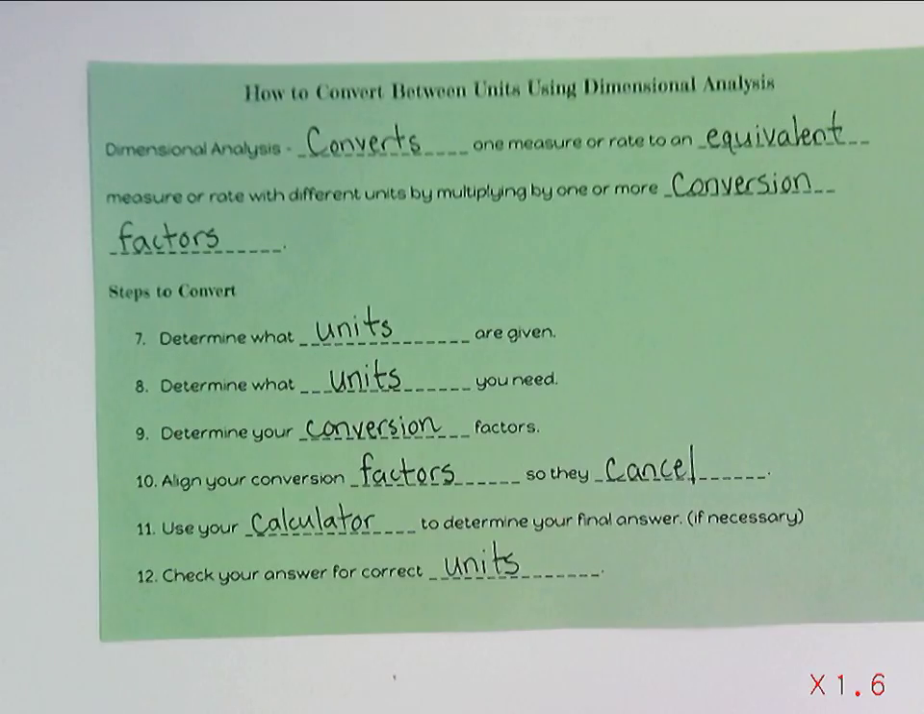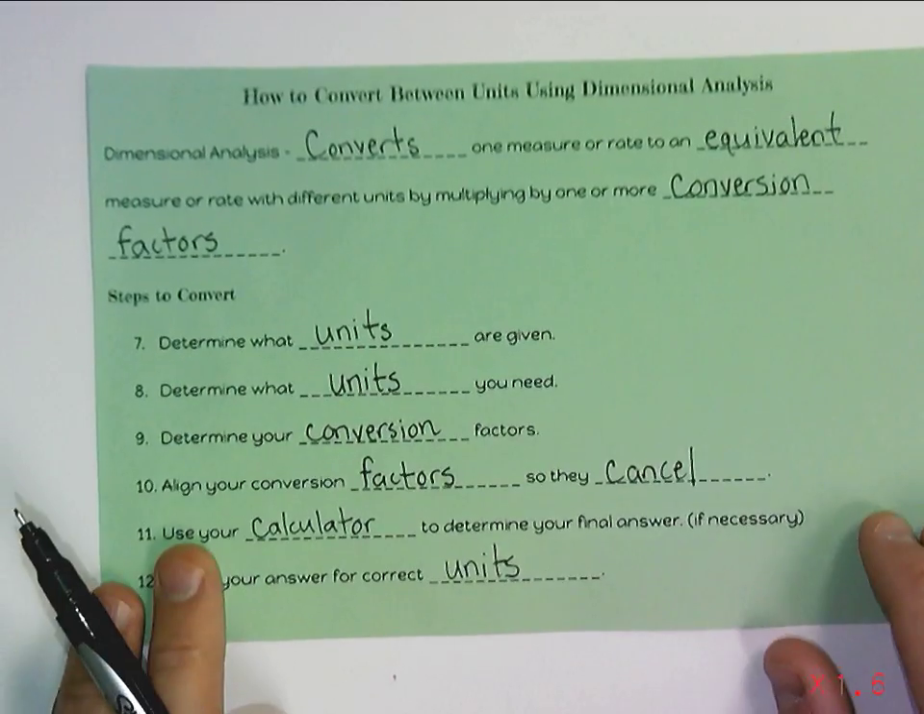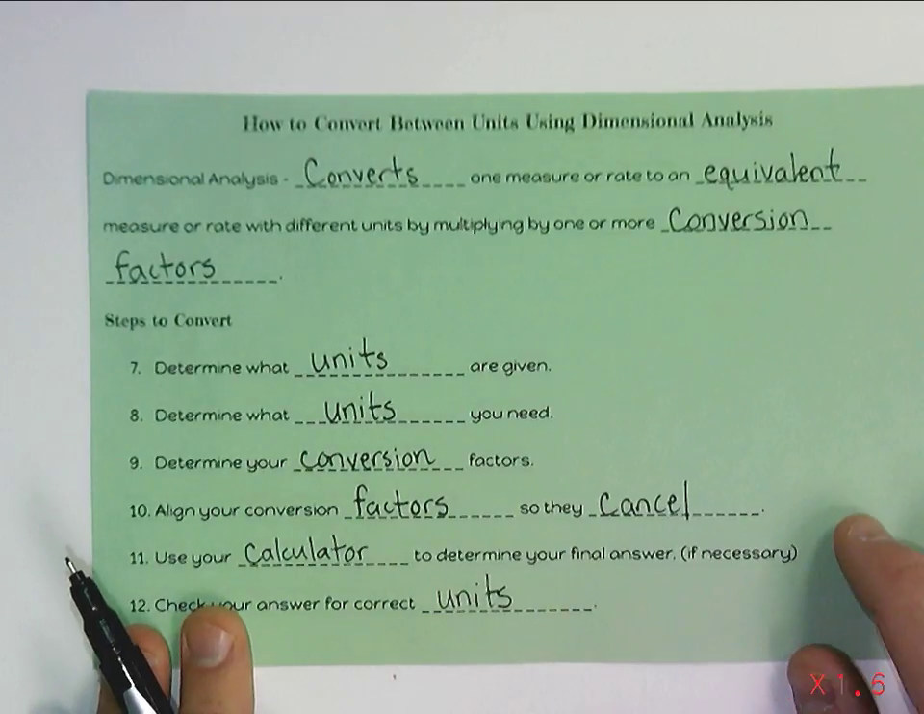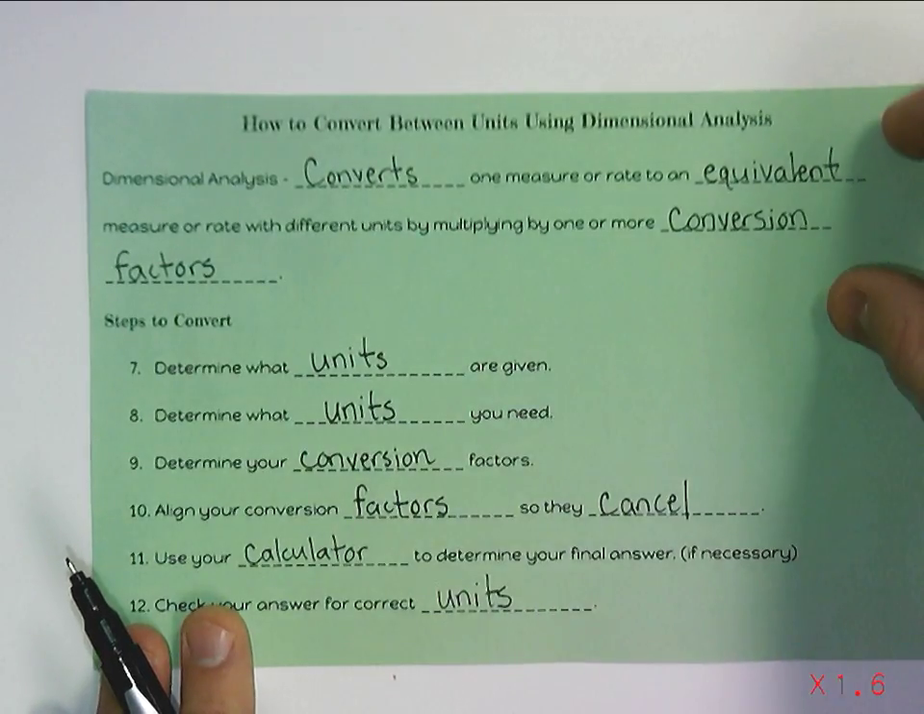And really, that's all that there is to this. The hardest part is probably figuring out the conversion factors that you need, but otherwise, it's just a multiplication problem. So this sheet, once filled out, should go in your notebook as well, so that you can refer to this whenever necessary.